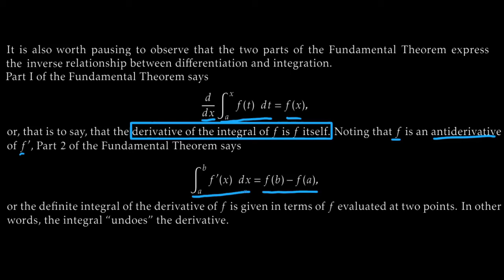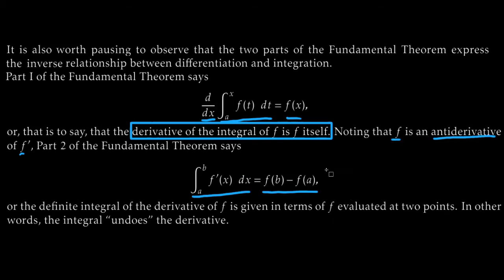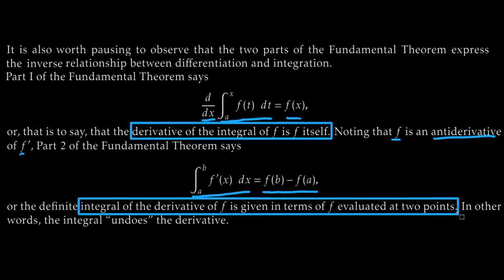This basically tells you that when you integrate a derivative, you undo the derivative. That's pretty cool. That's pretty useful. So we've got 2 pieces. Basically what we've got is that the derivative of an integral of a function is the function itself, and the integral of the derivative of a function is given by the function evaluated at 2 points.